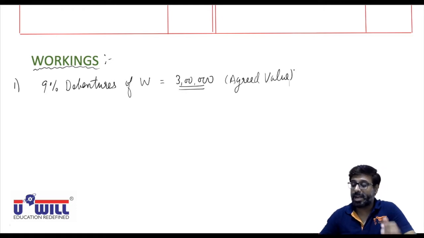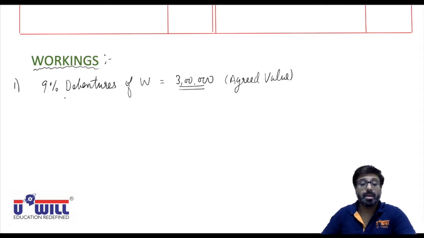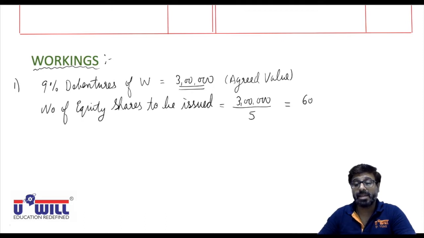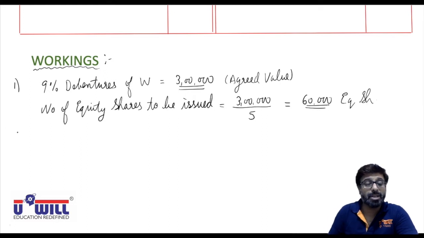But what we need to find over here is the number of equity shares to be issued to debenture holders. Since it is given they'll be issued of 10 each but 5 paid up, 3 lakhs will be divided by 5 and we will get 60,000 equity shares to be issued. This will help us in the balance sheet.